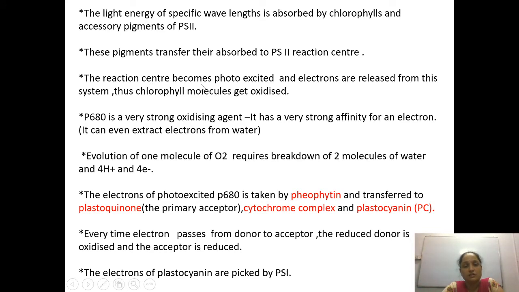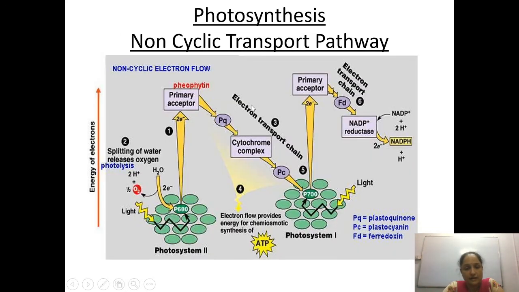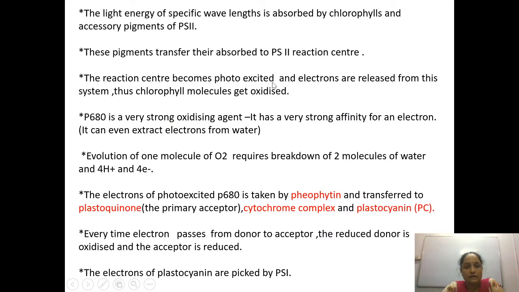Then the reaction center becomes photo excited. Here is the reaction center, and now it got photo excited. After this photo excitation, it is going to release electrons. So the reaction center becomes photo excited and electrons are released from this system. The chlorophyll molecules get oxidized. When they have released the electron, they are called oxidized, because they have released their electron after being photo excited. That is the result: the electrons are released from them.